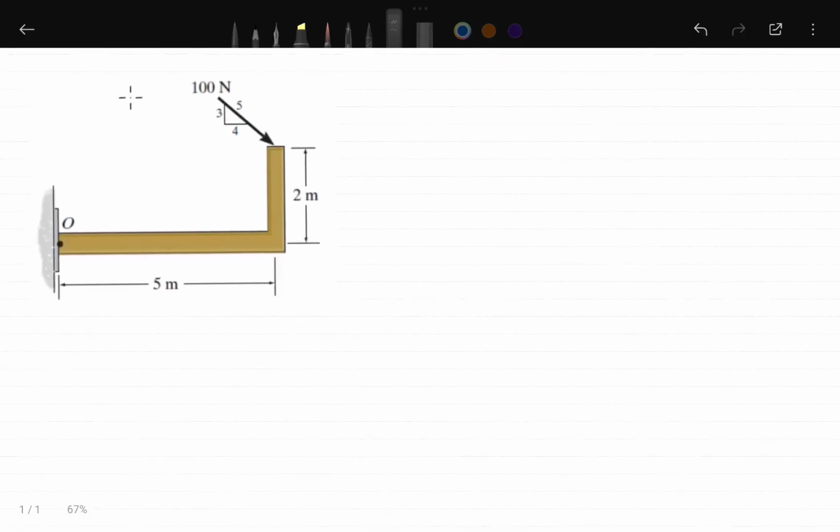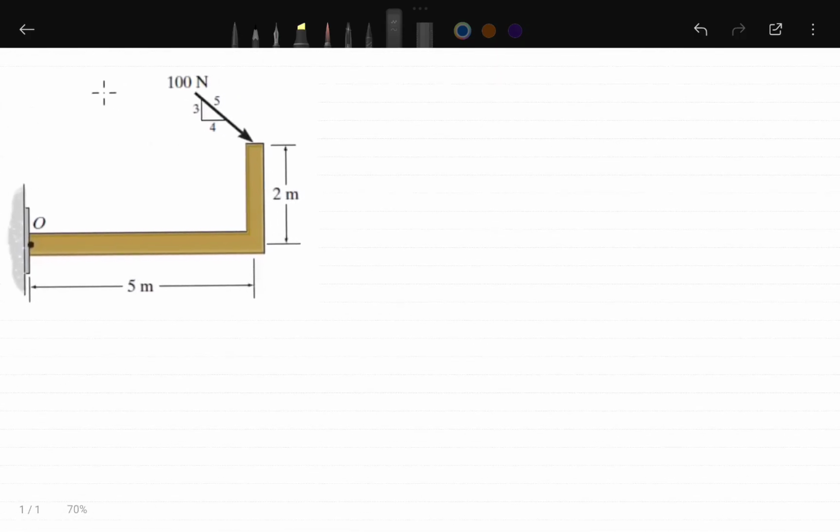Okay, so the first step would be to actually split the force into two components. I have this force applied, let's say at this point, and it is a 100 Newton force. If you split it, we will get a y component, let's call it Fy, or vertical component, and then we will also get a horizontal component, which will be Fx in this case.